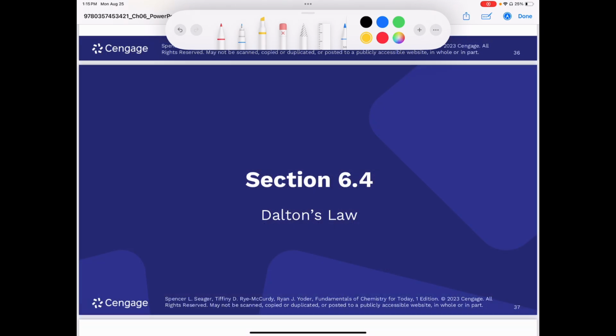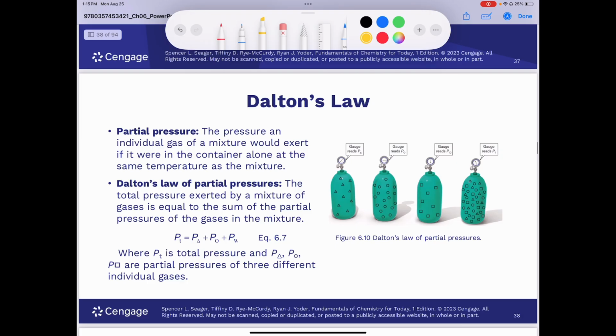All right, let's talk about one last gas law, and this is Dalton's law. Sometimes it's referred to as Dalton's law of partial pressures. And first of all, we need to define what a partial pressure is. It's the pressure an individual gas of a mixture would exert if it were in the container by itself at the same temperature as the mixture.